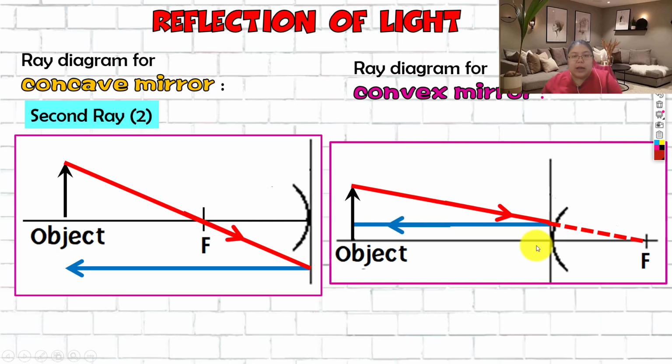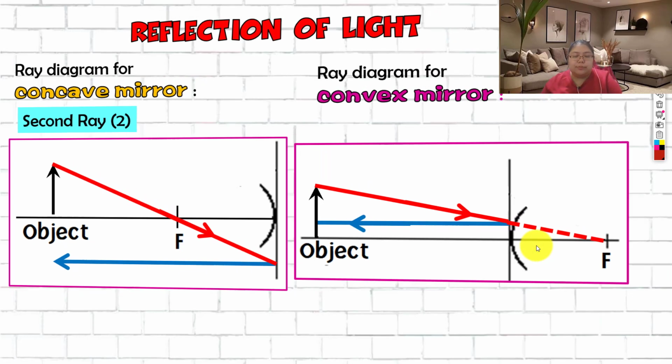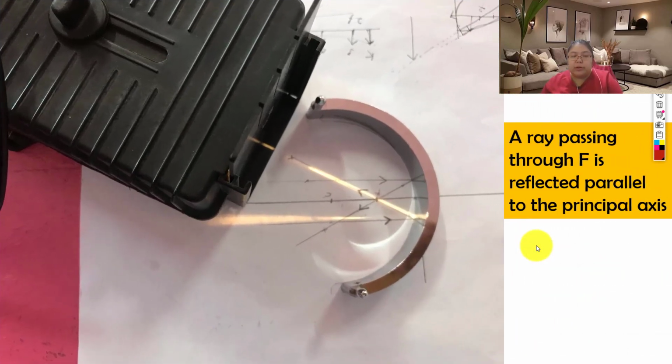Okay, let's see the experiment. I just show the concave mirror only. So when they just go to the F first, this has a focal point. They go straight to the F, hit the mirror, then they go up parallel. So this one is the second ray. So the ray passing through the F is refracted parallel to the principal axis. When the light ray comes out, it is parallel with the principal axis. So this one is an example for the second ray.